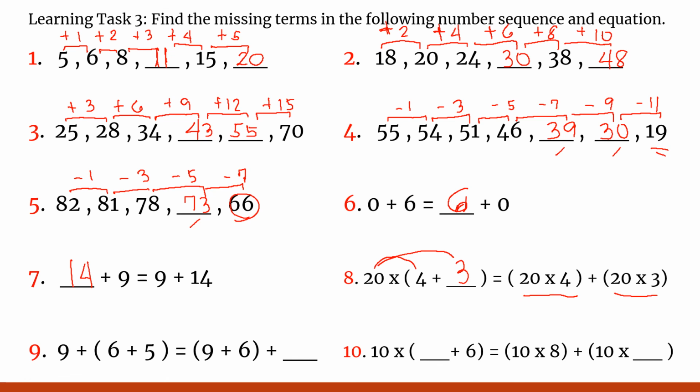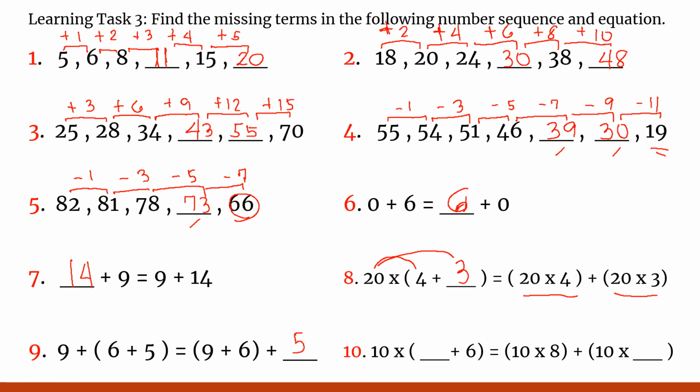Okay? Next, number 9. 9 plus the quantity 6 plus 5. Merong grouping. Pinagsama ang 6 and 5. Tapos pagdating sa kanan, nagkaroon naman ng grouping na 9 plus 6. Ang kompleto ay kaliwa. So, ang nawawala sa kanan ay yung nawawalang isa, kung saan ay 5. So, dito, groupings ang pinag-usapan na bago. So, ito naman ay associative property.